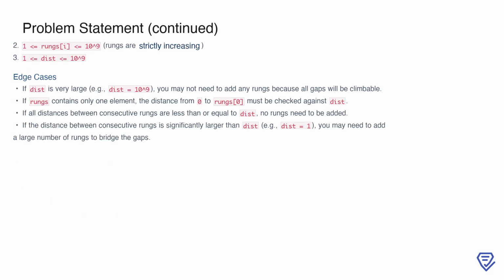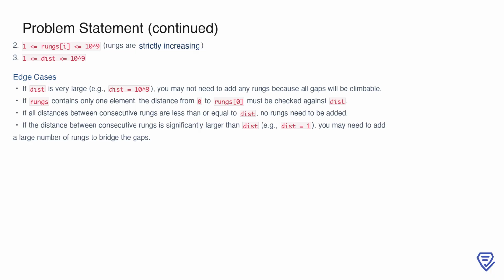The problem comes with some important constraints and edge cases. First, the length of the rungs array can range from 1 to 100,000, and each position in the array is strictly increasing with values up to 1 billion. The maximum distance dist can also be as large as 1 billion.